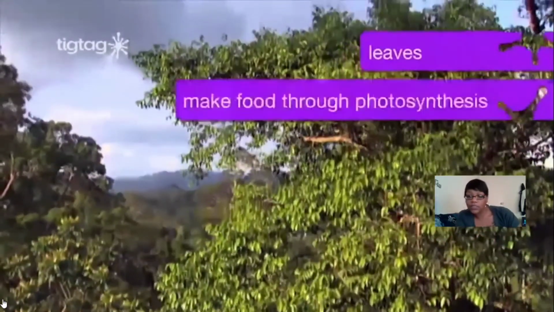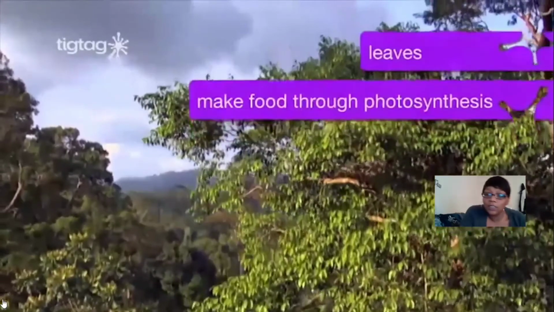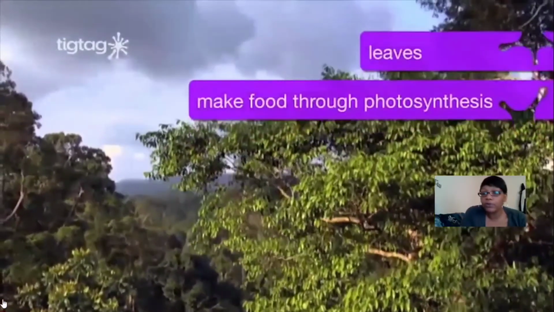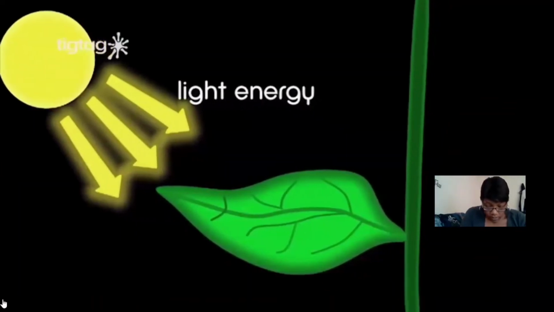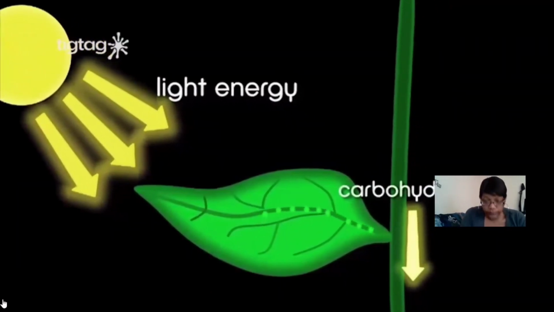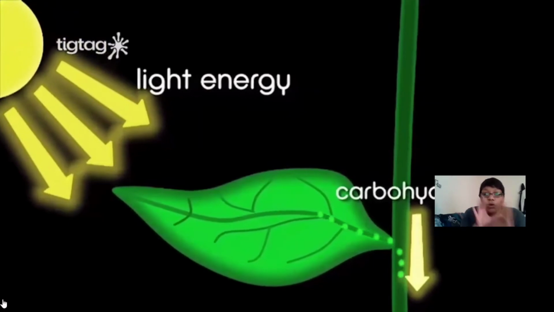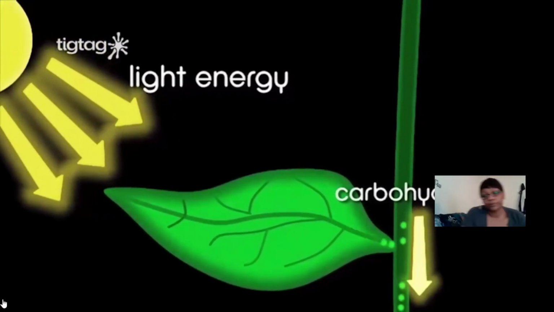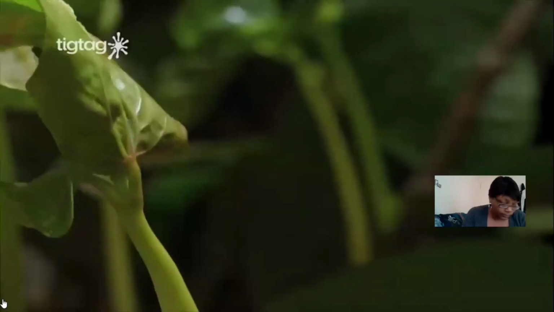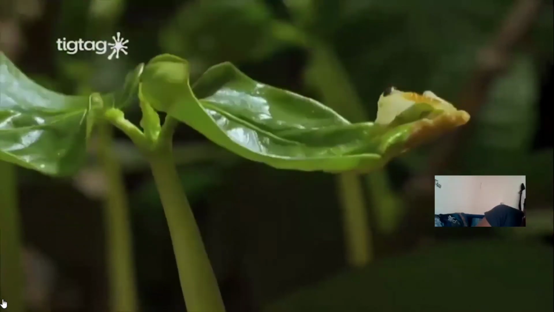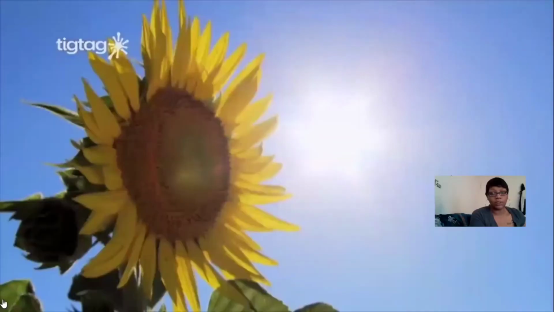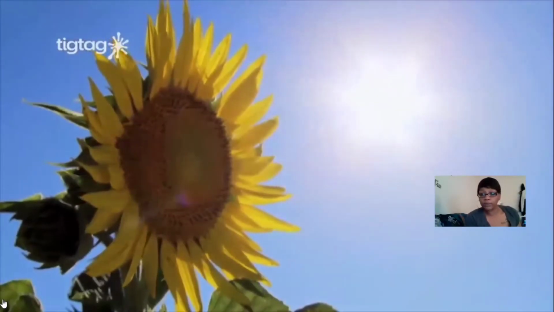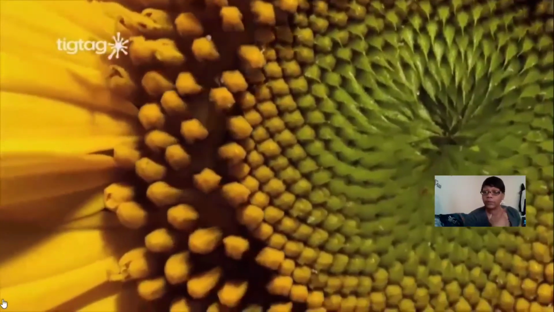Big word, photosynthesis. That is the job of the leaves to make food through photosynthesis. Write this down. So our energy to keep moving and everything constantly food.